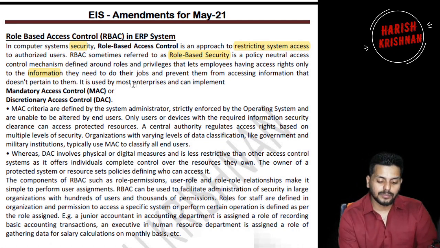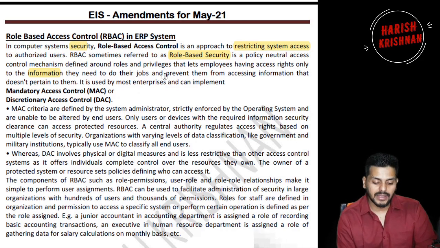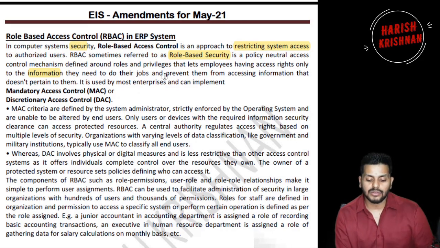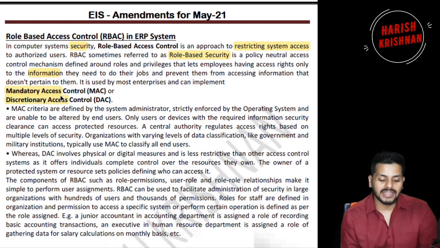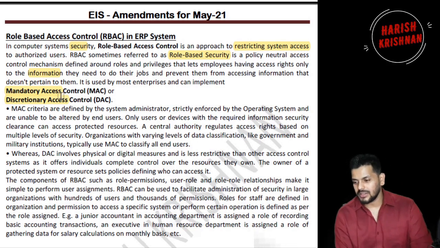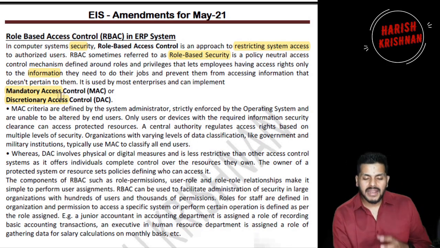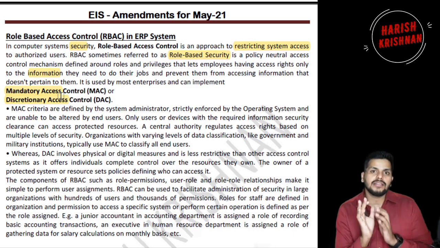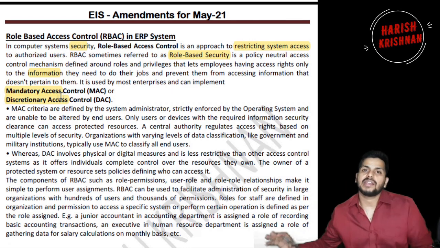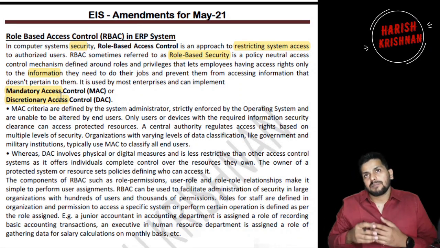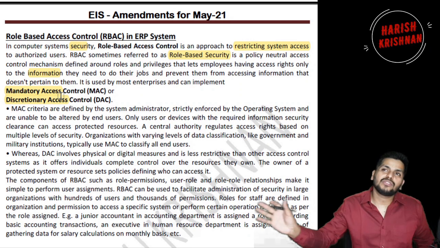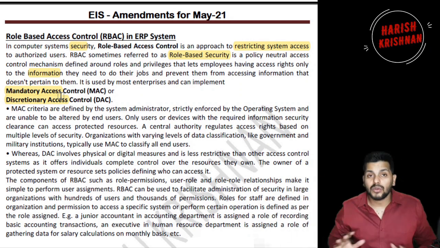It is used by most enterprises and can implement two things. These are the two new things, so please underline them: mandatory access control and discretionary access control. In the names only you can identify what they are. Mandatory means compulsorily, these are something that have to be strictly enforced, compulsorily given or defined. Sometimes it's like if it's undefined, we'll assume that this goes to somebody, but now you can't do that. It has to be clearly defined.